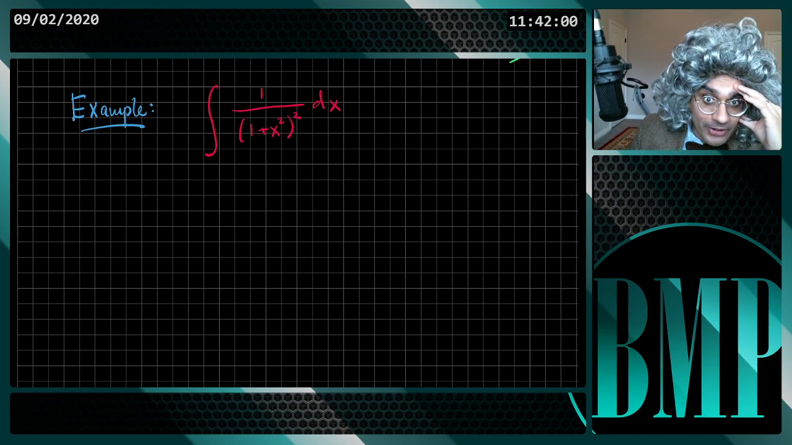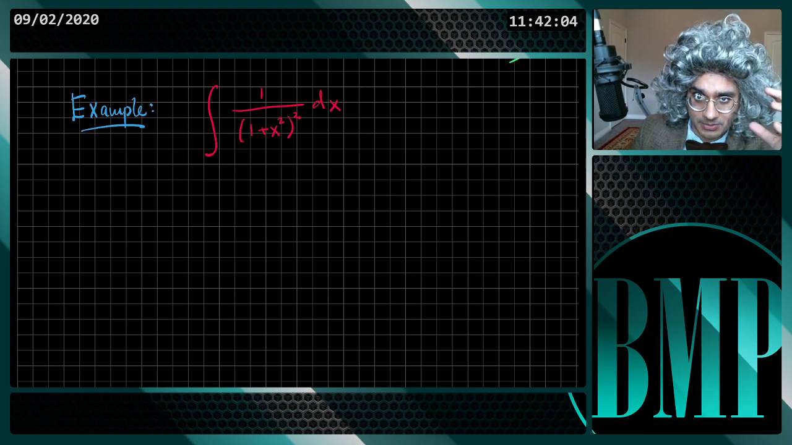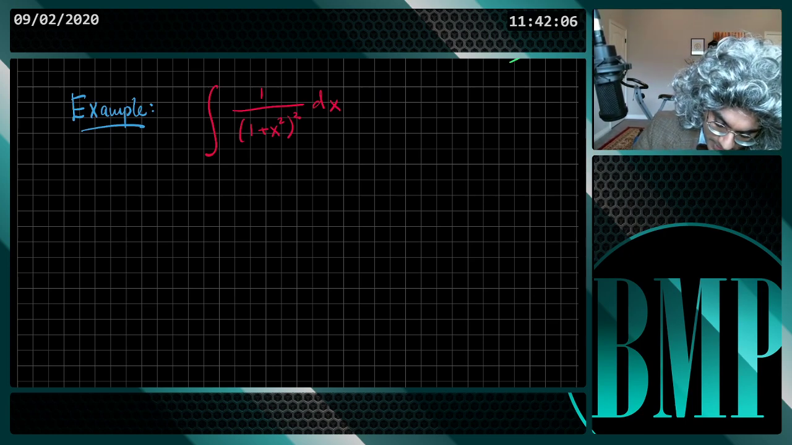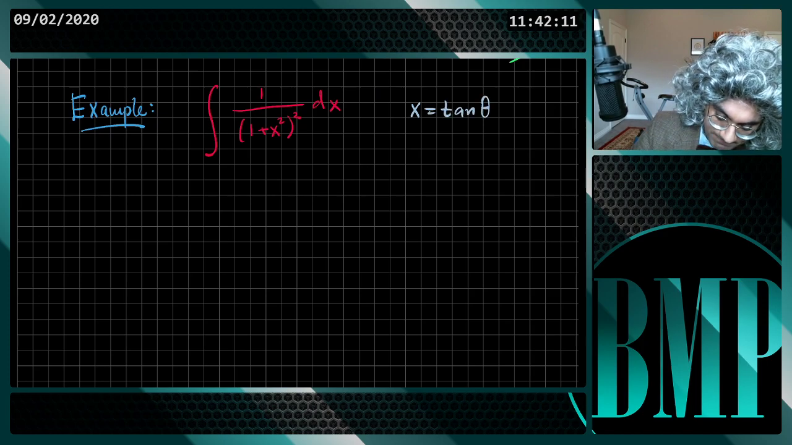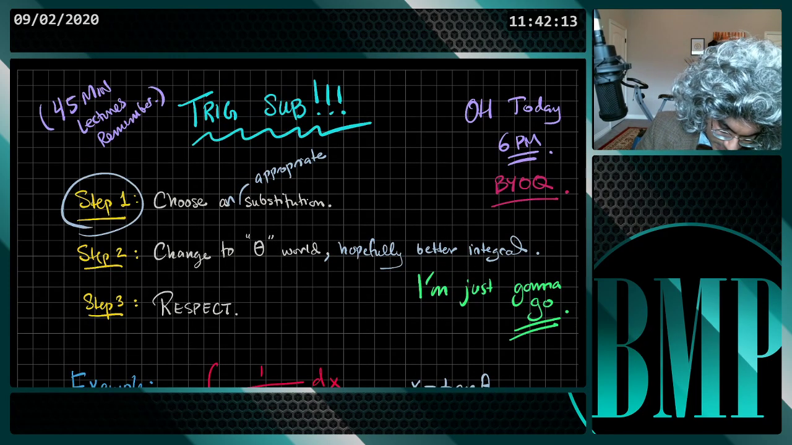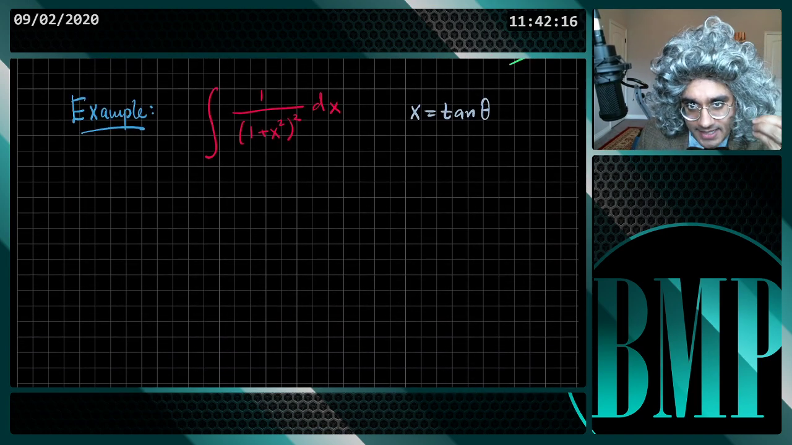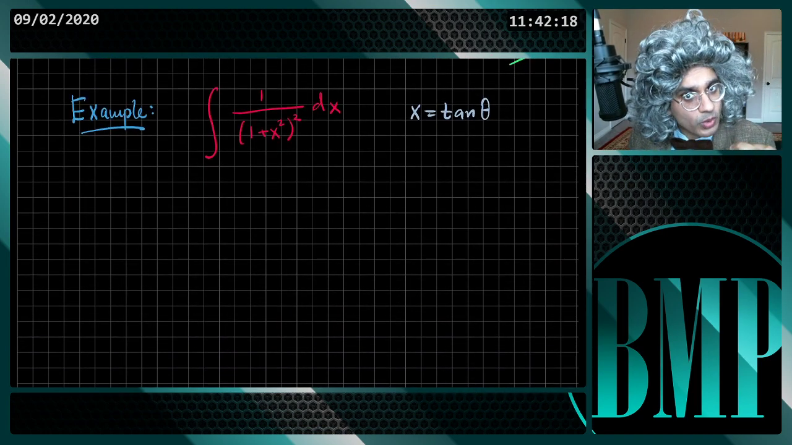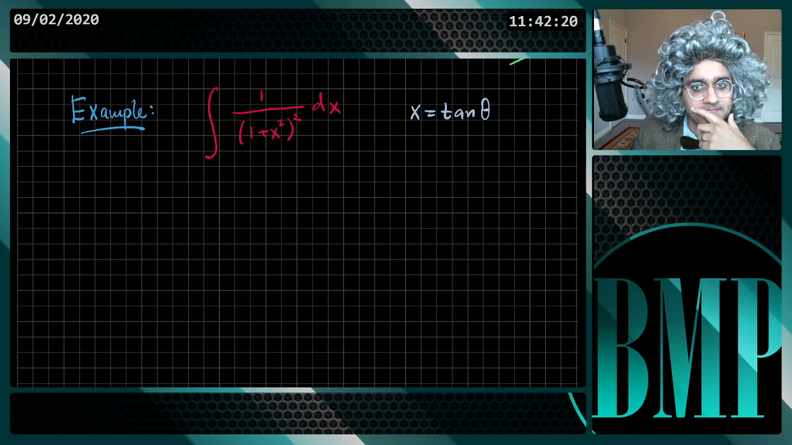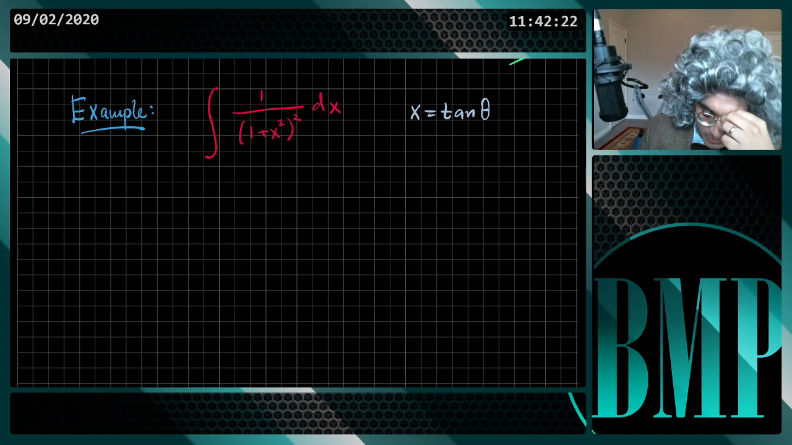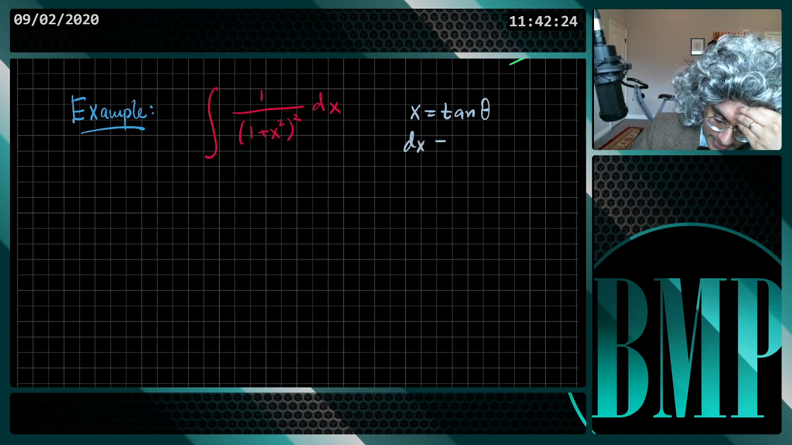Wow, this is very, very susceptible to a trig substitution. I feel a trig substitution in here. I really do. Because what I feel is x equals tangent theta. Step 1. I feel that one. I feel it. Because tan squared plus 1 is secant squared. So I'm just going to go with that. I'm just going to go with it. See where it leads me. Okay, I know this thing.